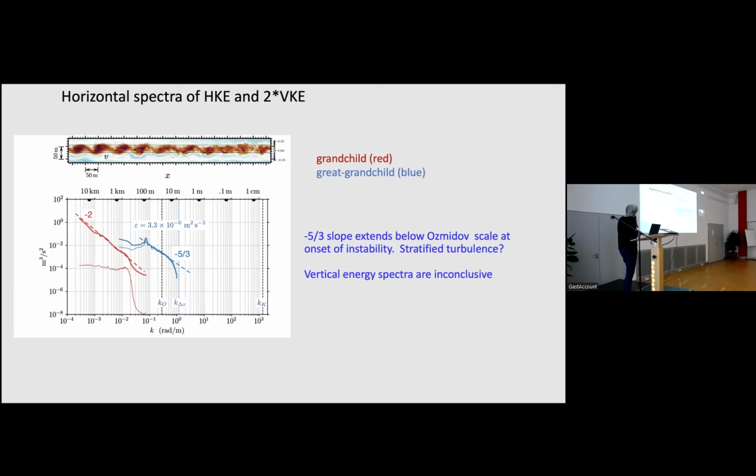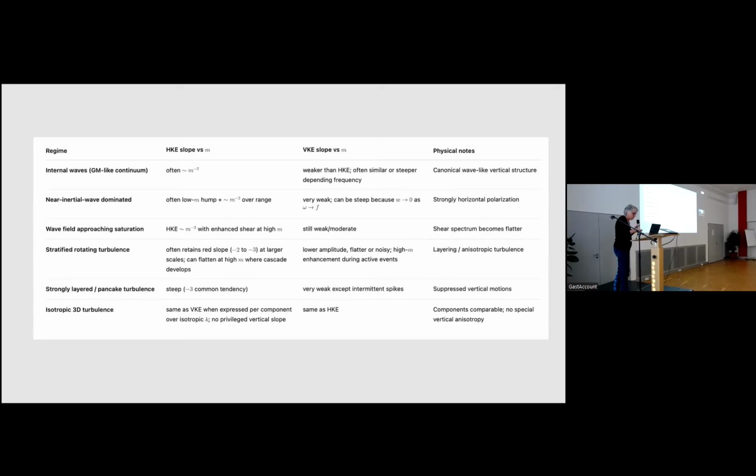But I don't think I actually really understand these vertical energy spectra. Anyway, are we seeing stratified turbulence at this point? Last year I said yes. This year I'm saying probably not. Just looking at other things.